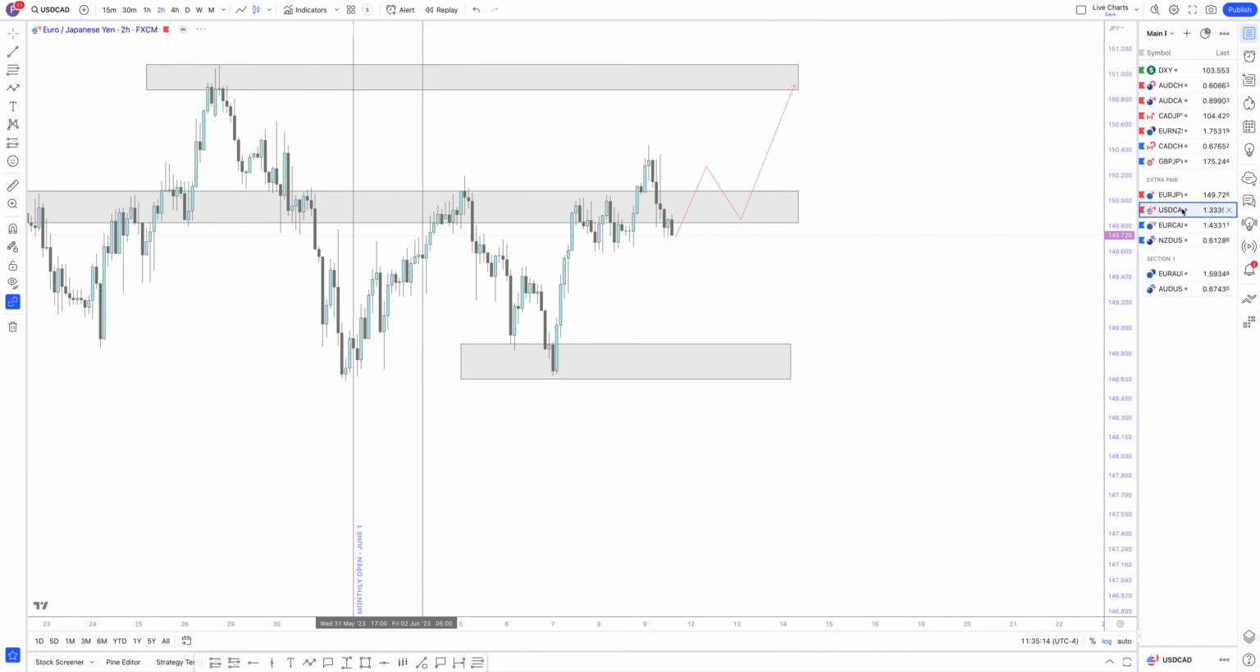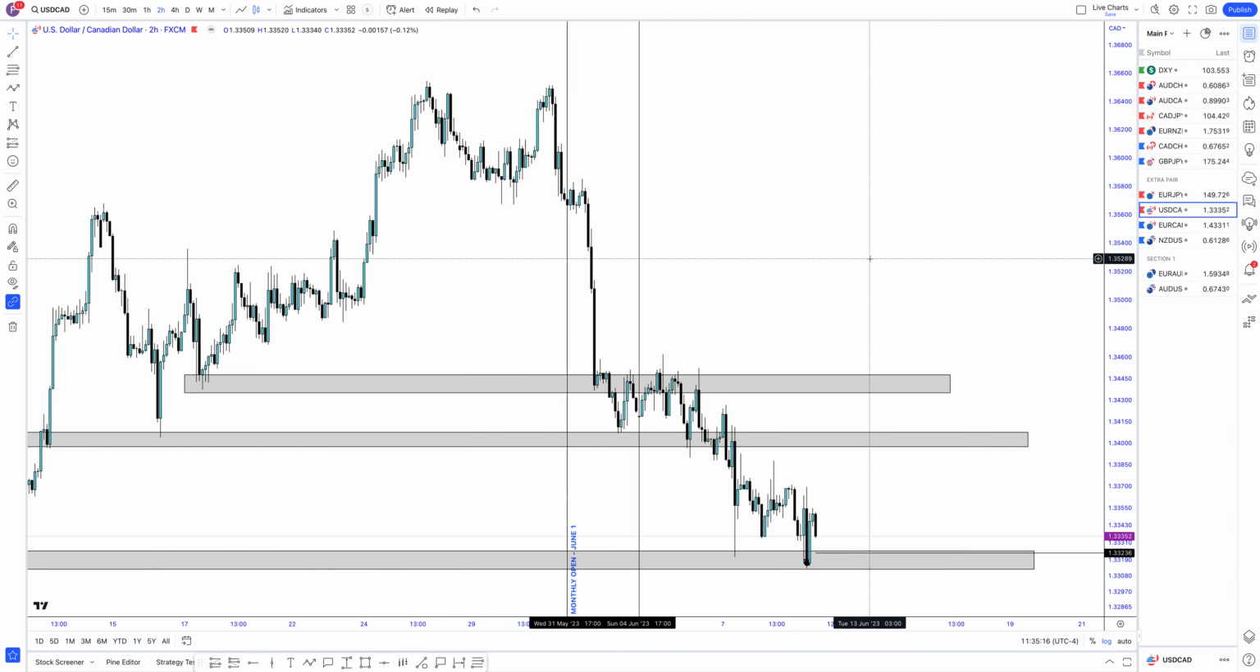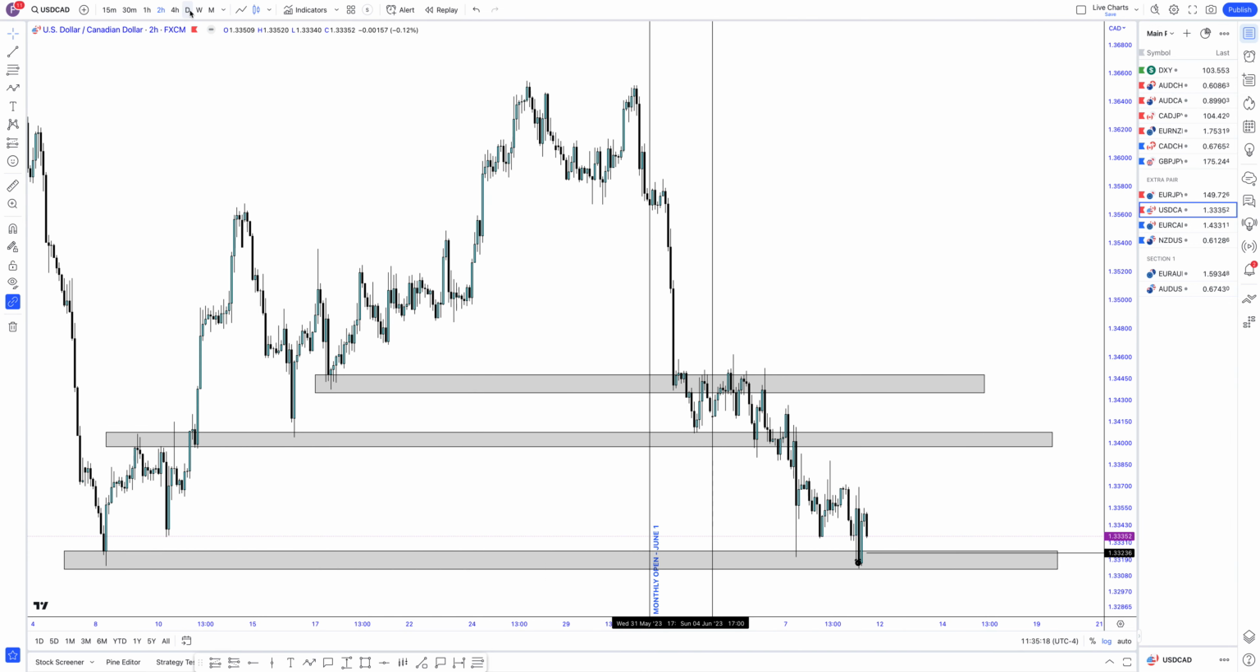Okay, now USD CAD, this is the pair I'm definitely interested in this week. Looking for this to come down into the 133.200 region here, just for one more tap, especially on the 2 hour. If I can get this on the 2 hour, I'm 100% looking for a buy.